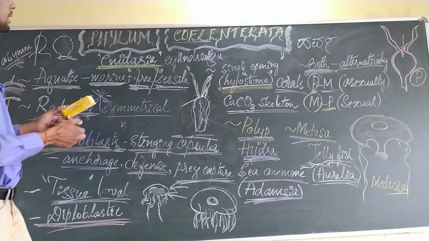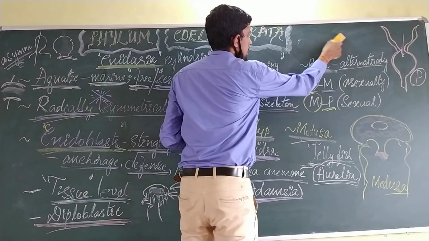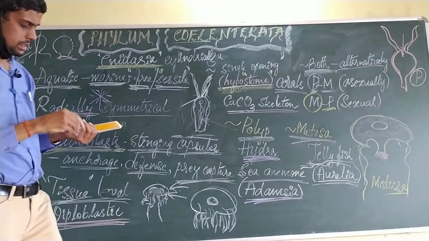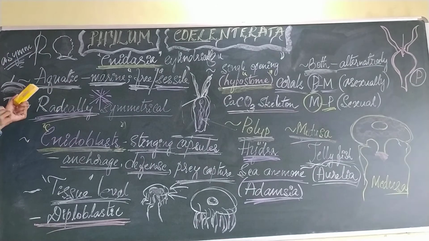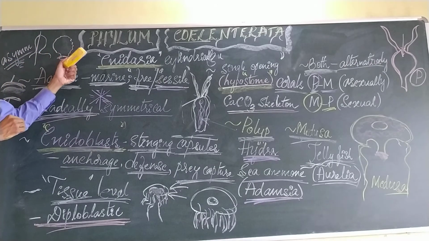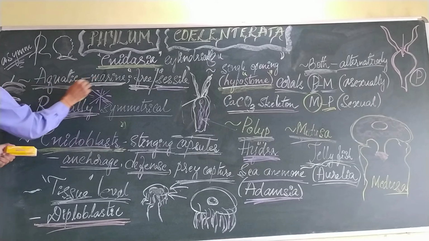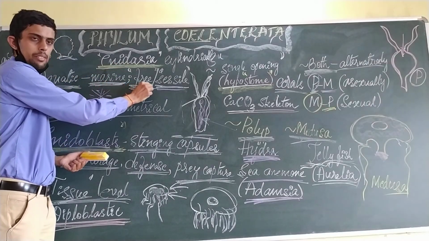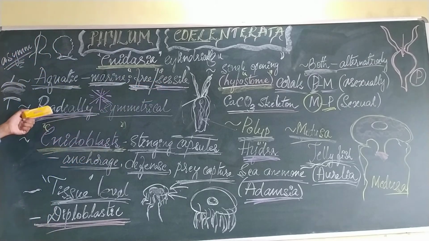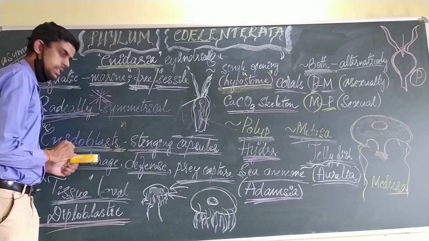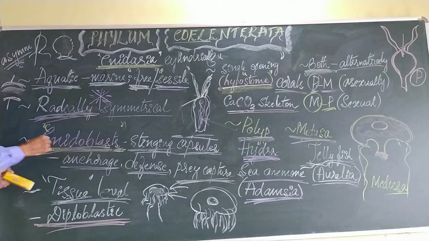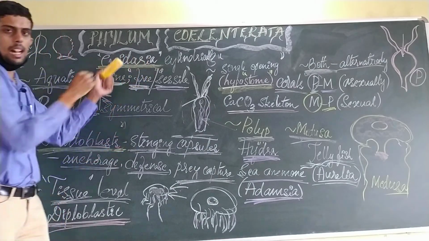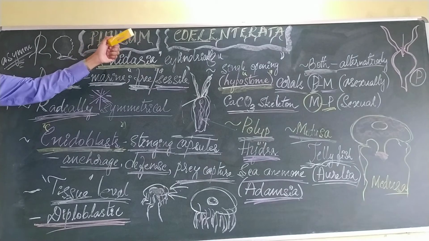So now let us recall all the characters, the important characters, if it is asked for 5 marks also. Here the phylum Coelenterata, they are aquatic in nature, exclusively marine, and they may be free living or sessile. And then the symmetry is radial. You find a special type of stinging capsules in the cells, called the cnidoblast, and the name Cnidaria is the alternate name for Coelenterata, right?